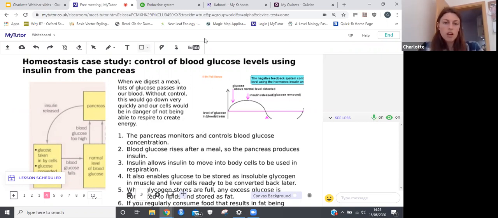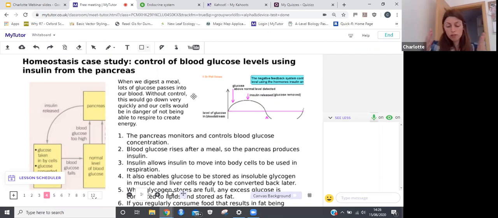When we digest a meal, lots of glucose passes into our blood, and that's all through the digestion process. Different parts of the meals that we eat are broken down at different parts in our digestive system. We did do a session on that quite a few weeks ago now, so that will be on YouTube if you want to catch up on it. The end result is that lots of glucose passes straight into the bloodstream. Glucose is soluble, it dissolves in the blood, so it can pass straight into the bloodstream from the digestive system.